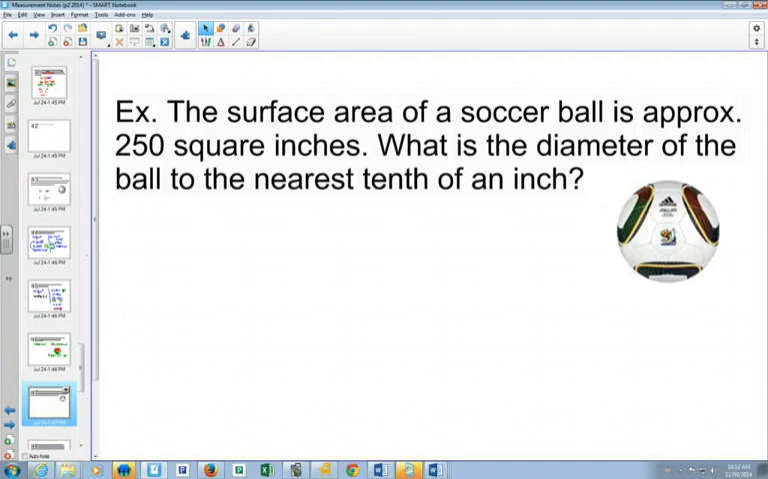Now they tell me the surface area and I want to find the diameter. So one of the things that especially you're going to develop once you go into physics classes is, what formulas do I have? Do I have formulas with surface area? I only have one, so that makes it easy. I'll write that one out.